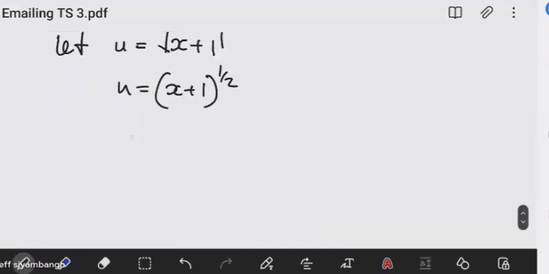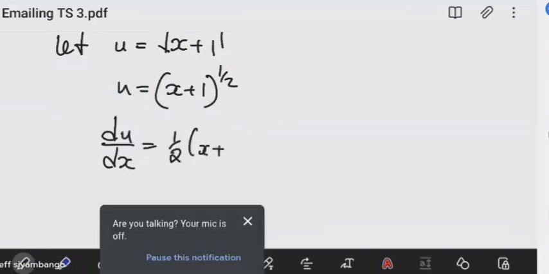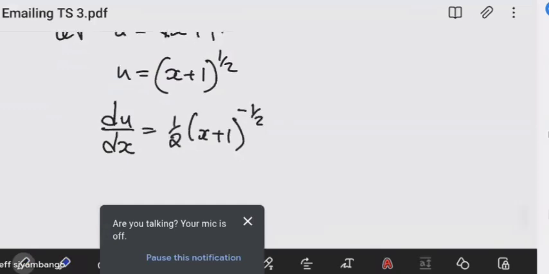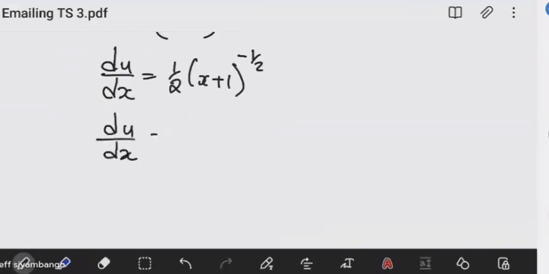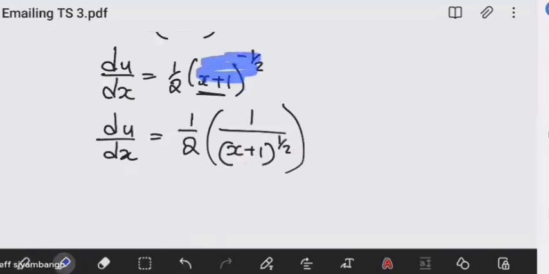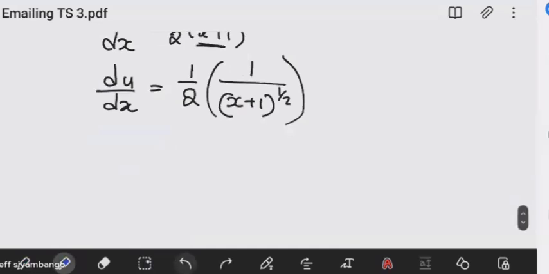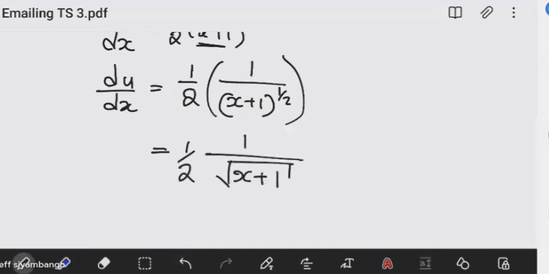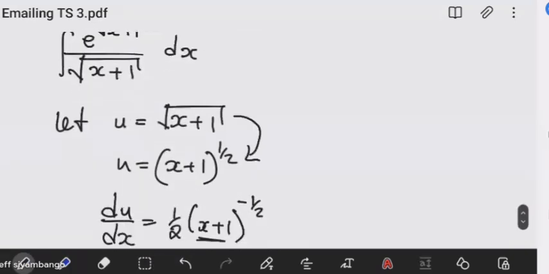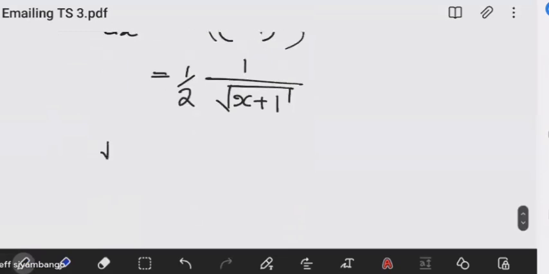Then from here, we can obtain the derivative du/dx. When you differentiate this, the power comes down, the argument remains the same, x plus 1, and the power reduces by 1, it becomes negative half. When we rewrite this by laws of indices, this becomes 1 over 2, and the negative power can be written as 1 over (x plus 1) to the power positive half, which is half times 1 over root of x plus 1, when the half goes back to being a root. So I've basically reversed what I did when I wrote it as power half from a root. So du/dx is equal to 1 over 2 root x plus 1.